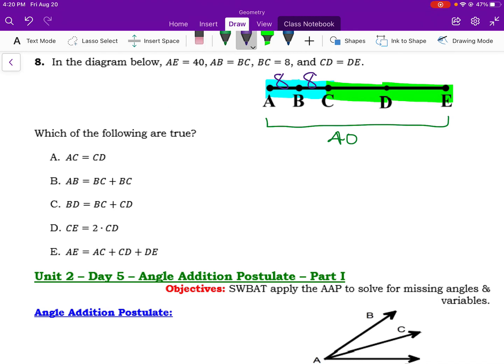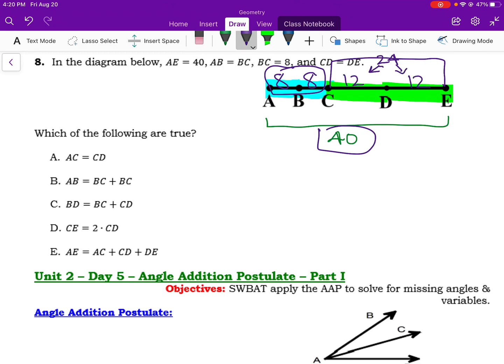First of all, before we even look through our options, let's find what these missing lengths are, CD and DE, just to make our life easier. So if we've already used up 16 of the 40, that leaves 24 left for this upper segment. If there's 24 left and these two measures have to be the same, then half of that 24 has to go to each green segment. So this is a 12 and a 12.